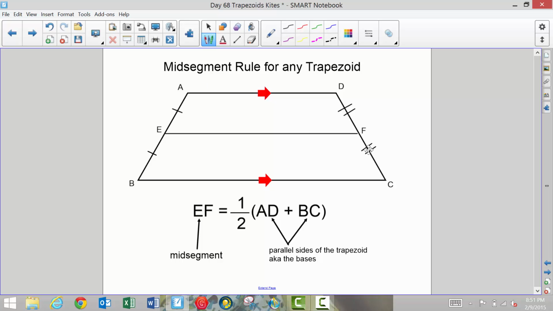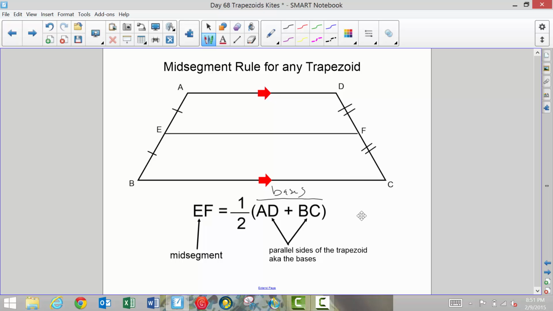So here's our mid-segment rule for any trapezoid. You have a mid-segment rule for a triangle. You also have a mid-segment rule for a trapezoid. Any trapezoid could be a trapezoid, isosceles trapezoid, or a right trapezoid. This rule applies to all three, where you have your mid-segment, EF, is equal to half times the sum of your bases. Right here, these are your bases. So add up your bases, divide by 2, and that's the length of the mid-segment.